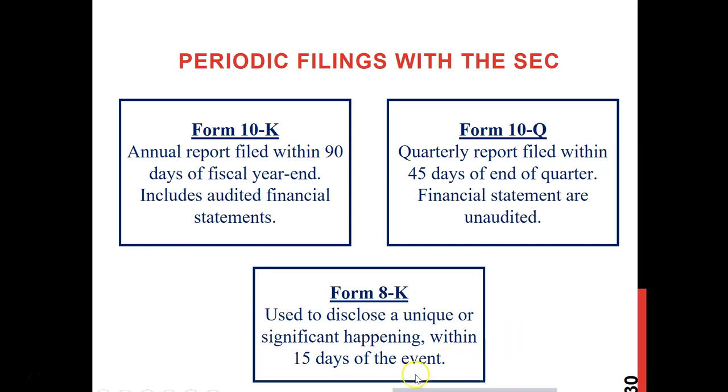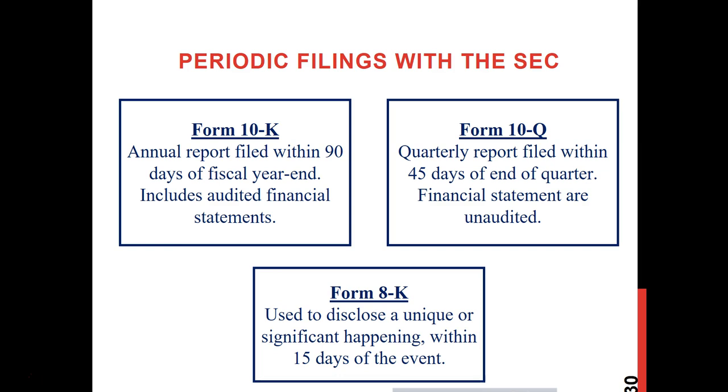And here you will learn another new type of form, which you will see that companies frequently file with the SEC. This is known as Form 8-K. This form is used to disclose any unique or significant happenings. Basically this 8-K form is not filed on a regular basis, but if any event happens, then it is required to be issued within 50 calendar days of that event, or there are certain specific instances that require issuing this form within 5 business days.